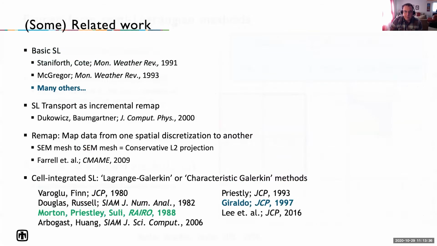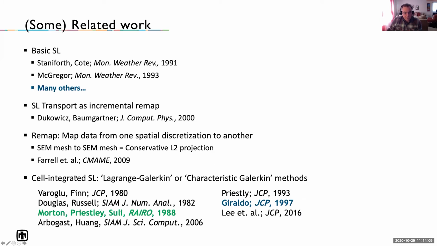So as I mentioned, this is a Lagrange-Galerkin method. There's some related work. So basic semi-Lagrangian methods are, of course, well known. They're well known just in climate, but of course they're applied to other areas of physics. Semi-Lagrangian transport as incremental remap is summarized nicely by this paper by Dukowicz and Baumgardner. General remap algorithms from spectral element meshes. The spectral element meshes are where we took a lot of our terminology from, like the idea of the mixed mass matrix comes from this paper by Farrell.